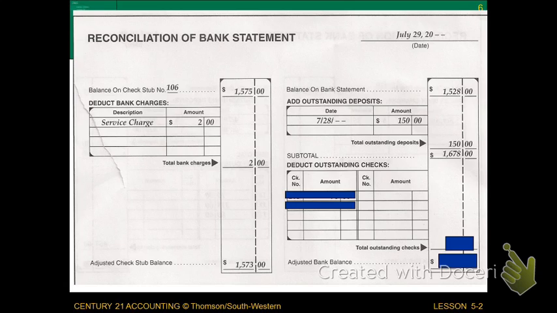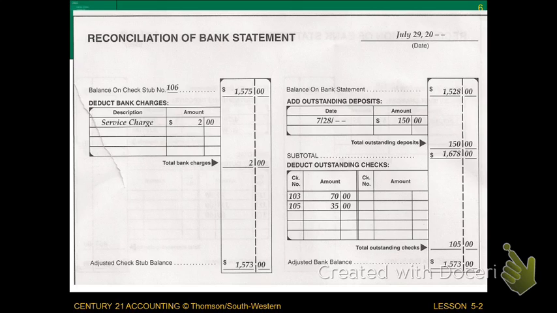You go below, deduct any outstanding checks. So we have two outstanding checks, check number 103 and check number 105. Make sure you list those chronologically. Check 103 is $70, check 105 is $35. So below that, total outstanding checks. Well, 70 plus 35 is $105. We now will take our subtotal, which is $1,678. We will subtract or deduct the $105 of outstanding checks, and that brings our ending balance to $1,573.